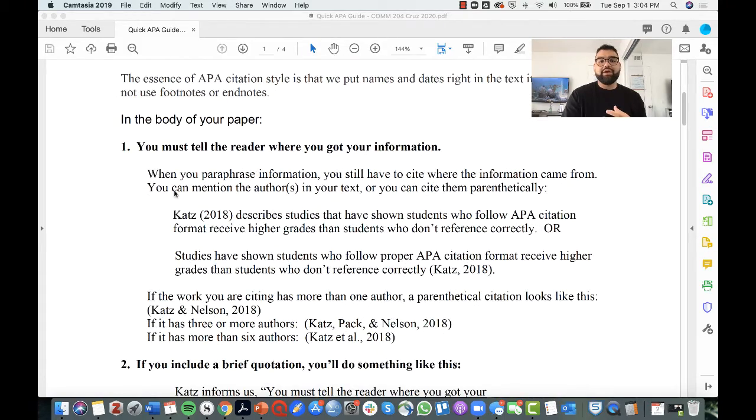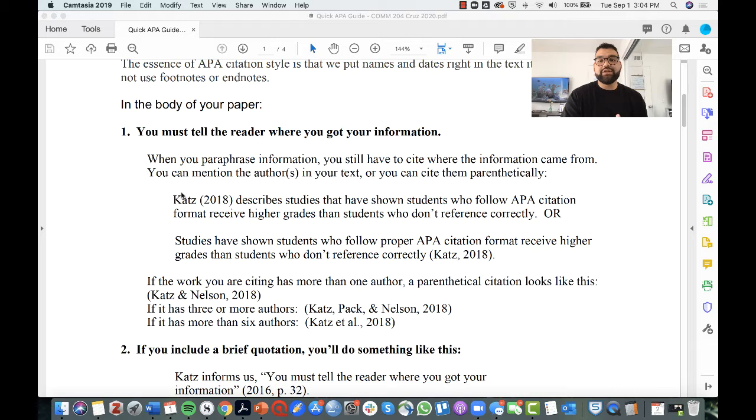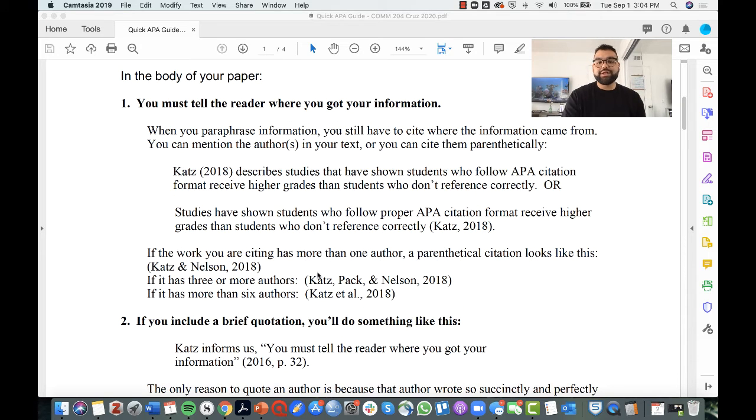Essentially, there's different ways to do this. The first part, which I talked about in in-text citation, looks something like this. So when you are providing a claim around an idea, you provide the author's last name and the year. And here are some nuanced ways to do it.